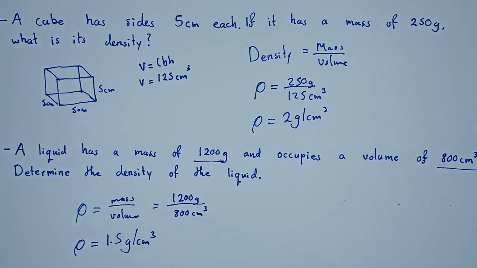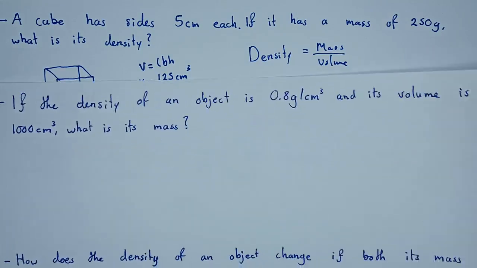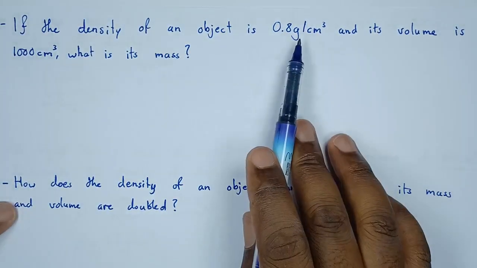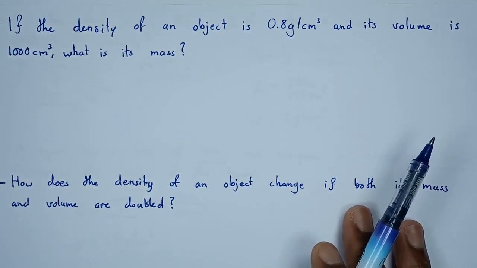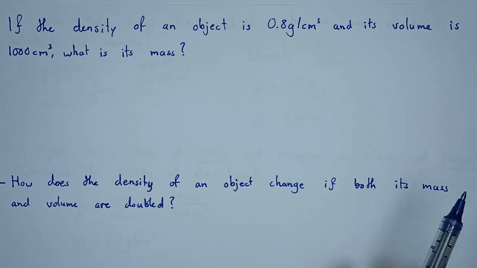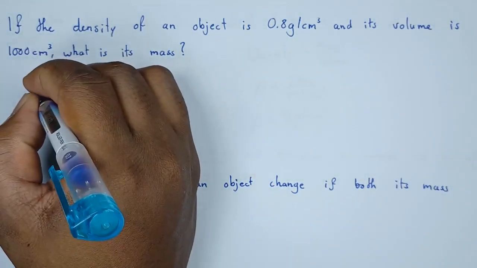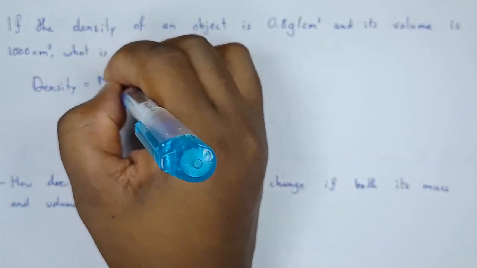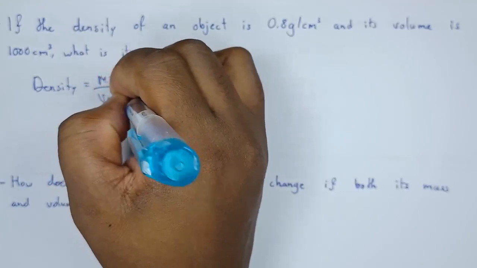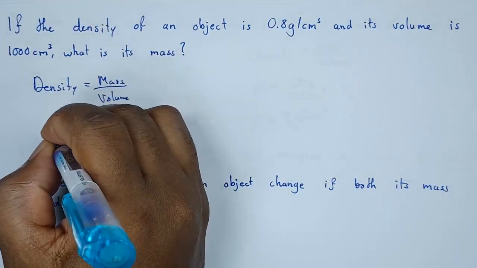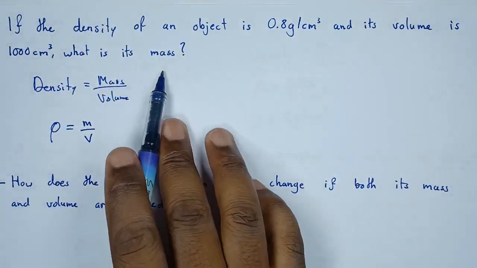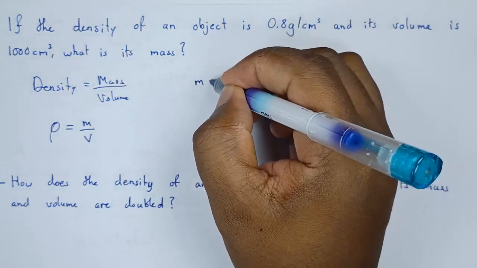Okay, let's look at the other two questions. The next question says, if the density of an object is 0.8 and its volume is 1,000, calculate its mass. So how can you find its mass? We know that density, according to the same formula, is equal to the mass over volume, or mass per unit volume. So we can say density rho is equal to m over v. Since we're looking for mass, we can cross multiply. Hence, mass will be equal to density multiplied by volume.